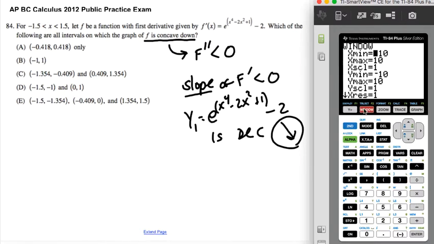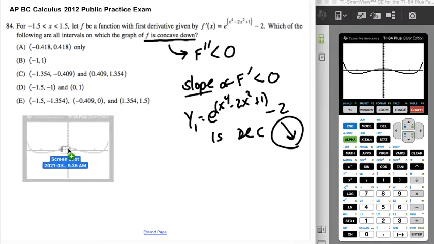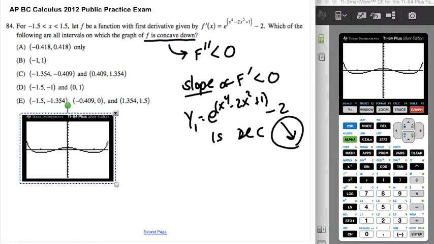Now I'm going to go to my window, and I'm going to set my window to match what they gave me, because in this case it's not an accident that they gave me a very specific x window, and that's the x window I want to use. Sorry, 1.5. All right, so let's go ahead and graph and see what we can see. When I look at this picture, and I'm going to take a screenshot so that we can draw a little bit on it, I'm looking for when this thing has a negative slope. Well, this thing has a negative slope here, and again here, right?